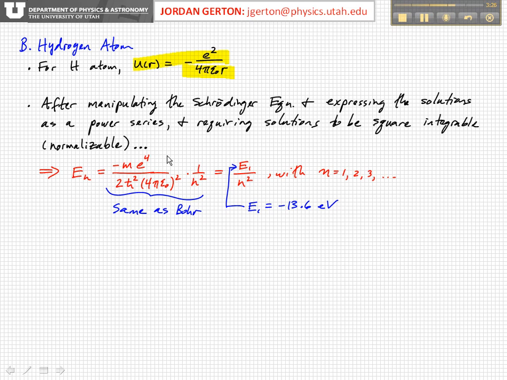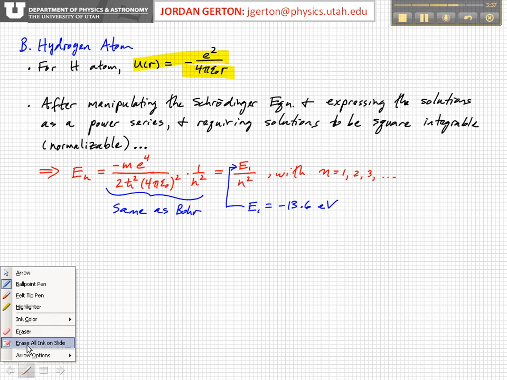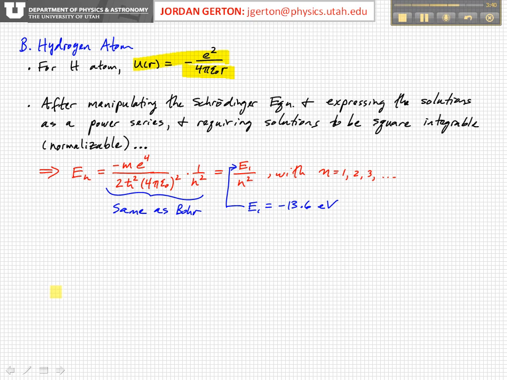These are the energy eigenvalues, and it turns out that this is exactly equivalent to what Bohr found. In his model, he did not give a quantum mechanical justification for it, but it nevertheless turned out to be the same constant. We see that the energy eigenvalues are proportional to 1 over the principal quantum number squared. So n is now a principal quantum number, and it's an integer that runs from 1 to infinity.